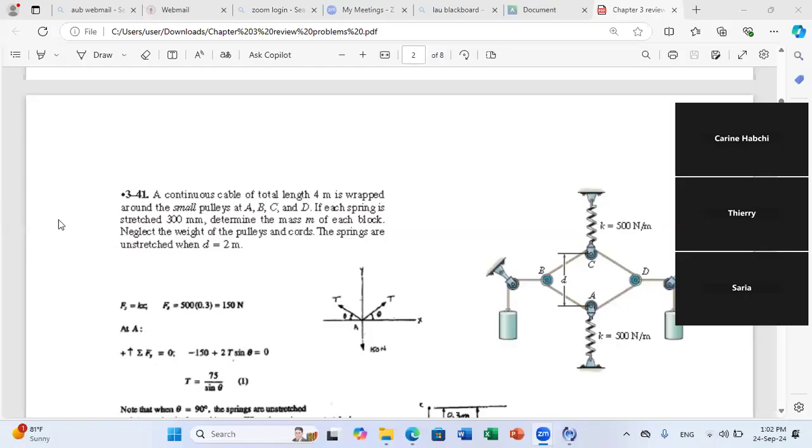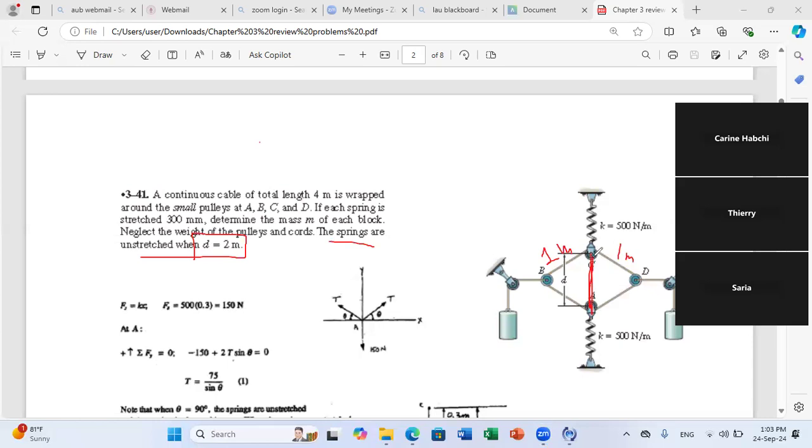Okay, so what is happening here is the following. First, when the springs are unstretched, what is the value of D? If you look at your figures, I said that the total length of the cable is 4 meters, and each part is 1 meter. BC is 1, CD is 1, etc. D represents the distance from A to C.